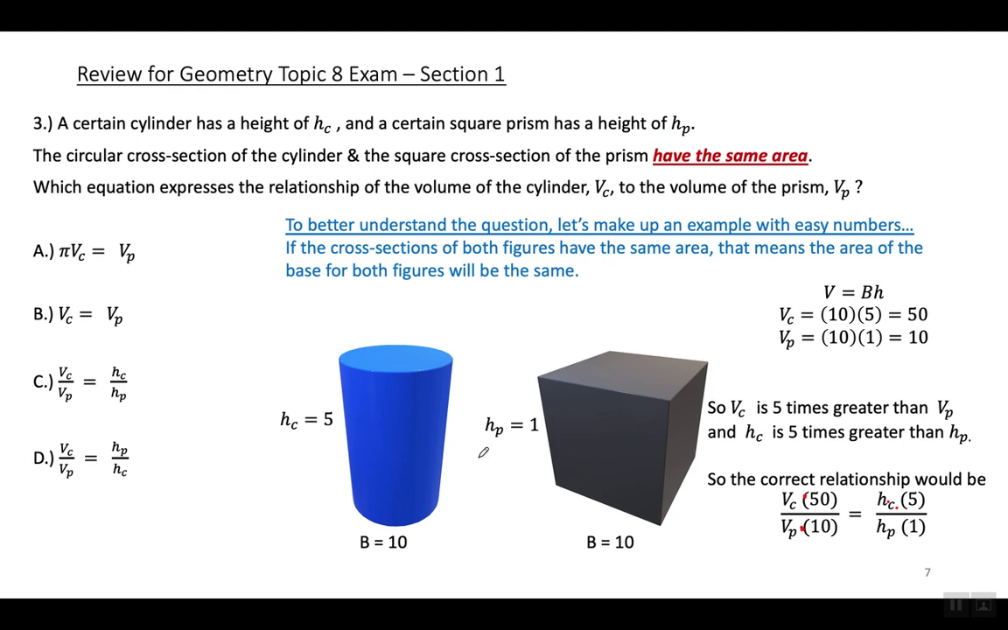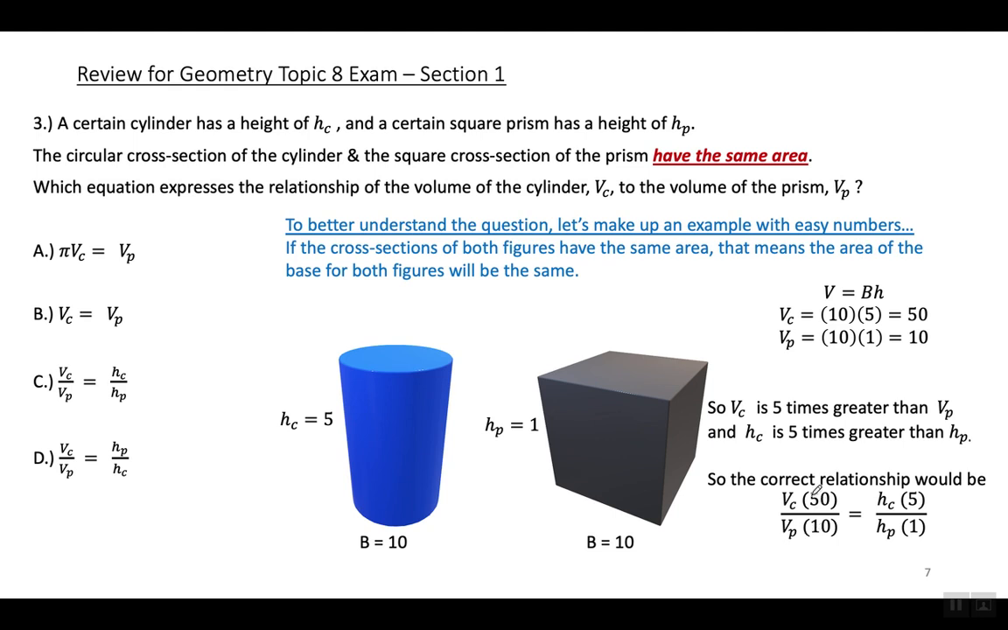Even if you do different numbers, as long as you keep the area of the base the same and put two different numbers for the height, this relationship would still exist. It won't be 5 to 1, it'll be a different number to 1, but it would still work, all right? That's what I'm trying to show you with this relationship.